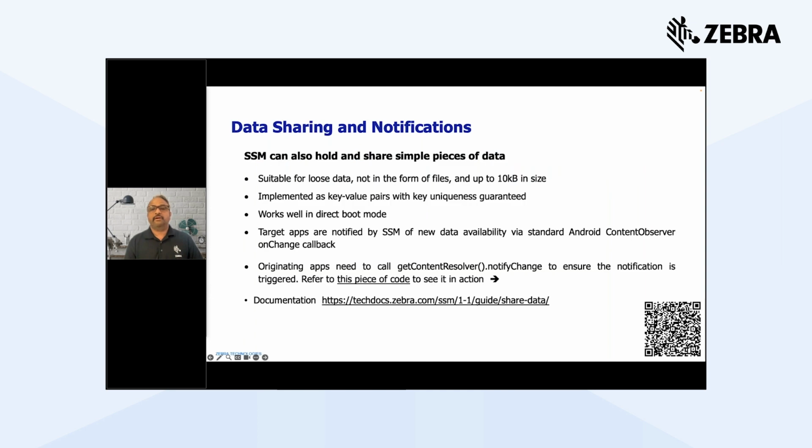SSM can also hold and share simple pieces of data between apps on Jabra devices. It provides a secure, reliable, and flexible way to share simple pieces of data up to 10 KB in size between the apps. SSM is implemented as key value pairs with the key uniqueness guaranteed. SSM also works well in direct put mode. When a new piece of data is added to SSM, all subscribed apps will receive a notification via the standard Android content observer. Originating apps need to call notify change to ensure that the notification is triggered.